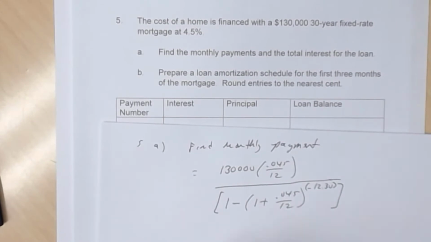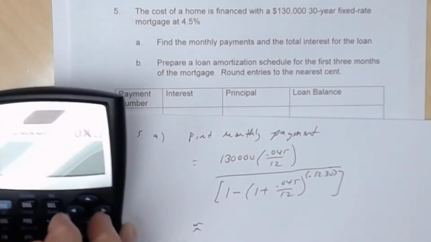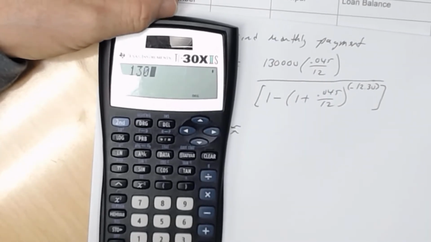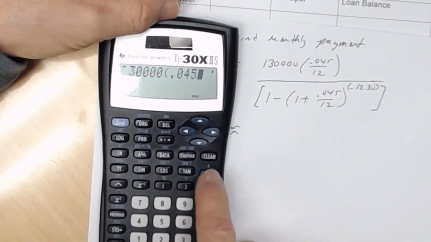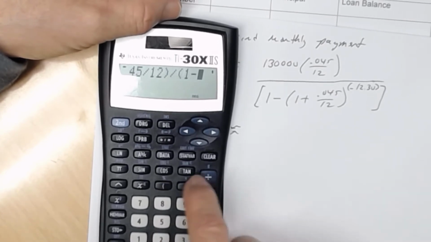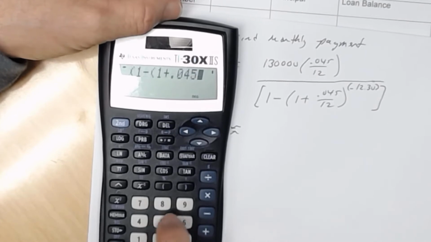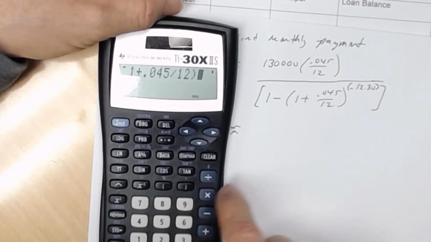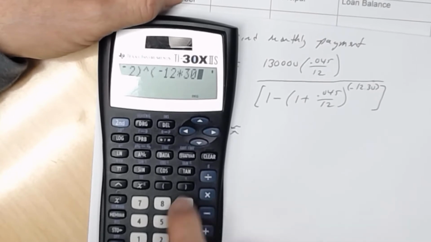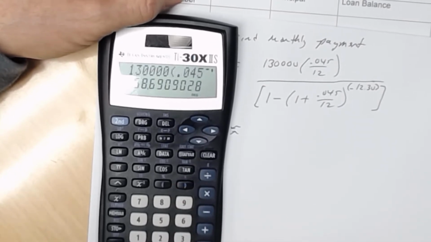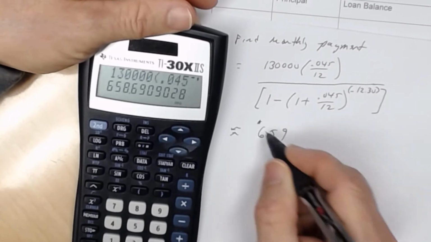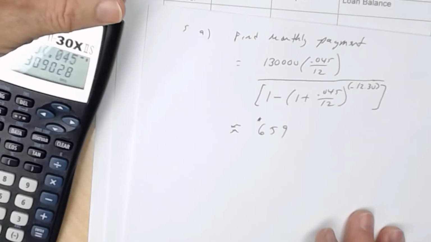Now let's use our calculator and see what our monthly payment is approximately equal to. So 130,000 times 0.045 divided by 12, close the parentheses, divide, parentheses, 1 minus, parentheses, 1 plus 0.045 divided by 12, close the parentheses. Now let's do the exponent: open parentheses, negative 12 times 30, close the exponent, close the denominator, press equal. It's about $659, rounded to the nearest whole number. So that's my monthly payment.